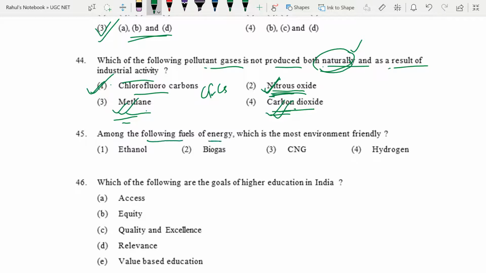Among the following fuels of energy, which is the most environment friendly? Hydrogen. Absolutely correct answer. Hydrogen is the most environment friendly.